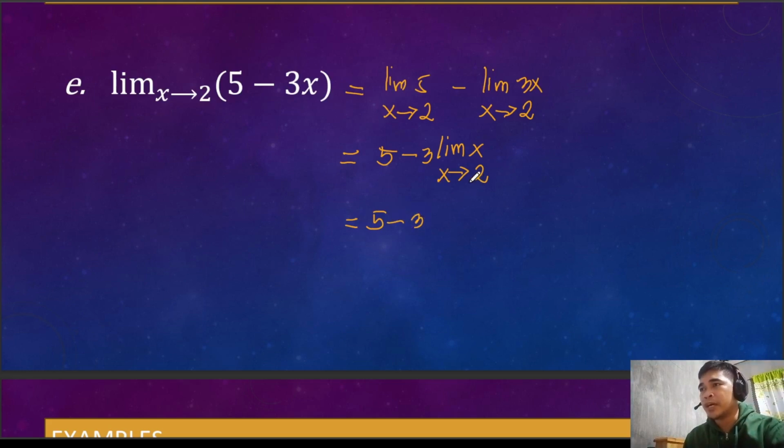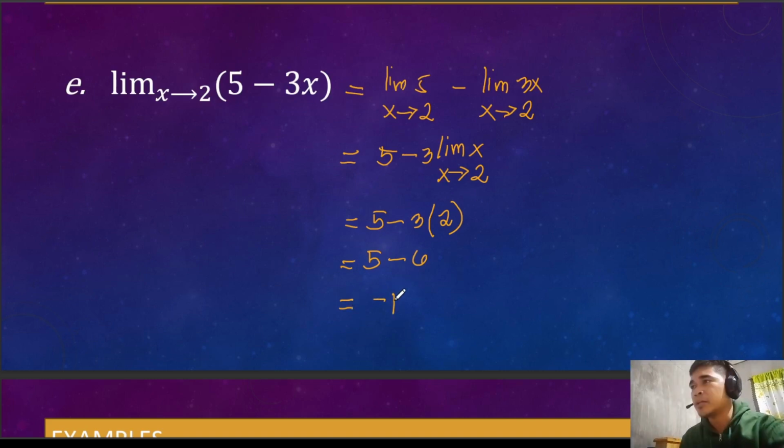What is the limit of x as x approaches 2? This is theorem 1.2.1 number 1. If this is a variable, the limit is a. So this is 2. Then simplify: 5 minus 3 times 2, which is 6. So the answer is negative 1. So that is the limit of 5 minus 3x as x approaches 2.